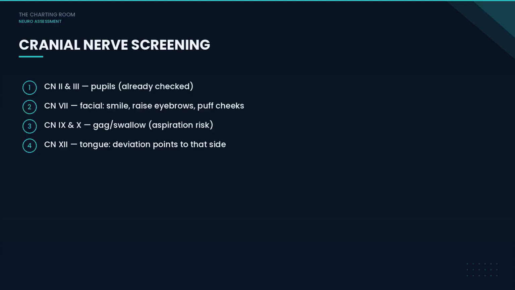Cranial nerves 9 and 10, glossopharyngeal and vagus. This is your gag and swallow function. If it's impaired, your patient is at aspiration risk, and that changes your diet order before anyone else even asks. Cranial nerve 12, the hypoglossal nerve. Have the patient stick out their tongue. Deviation to one side points to a problem on that same side.